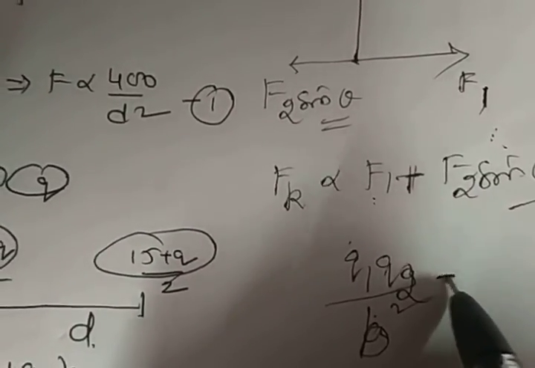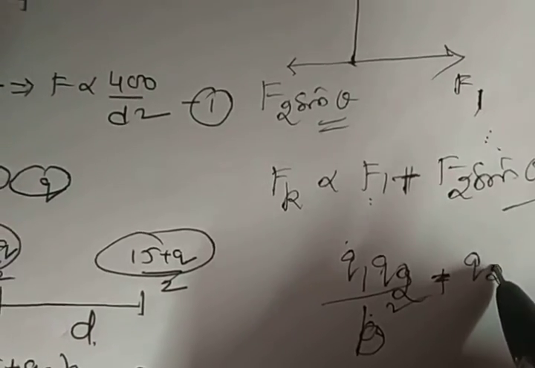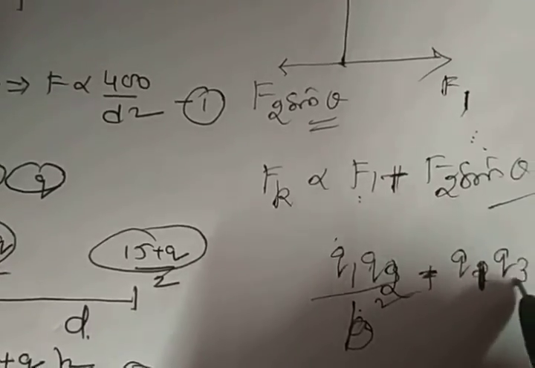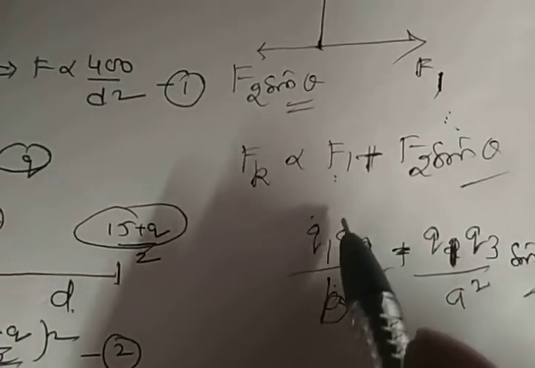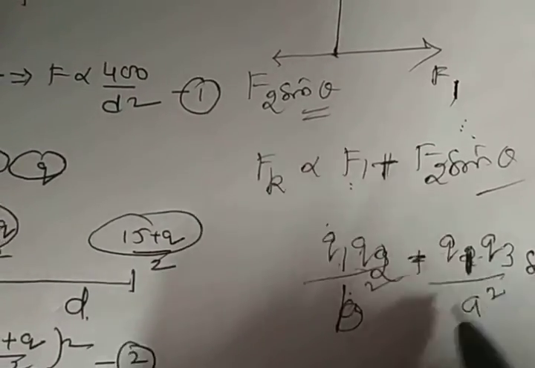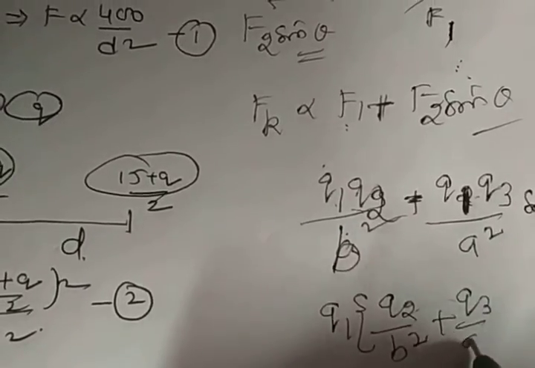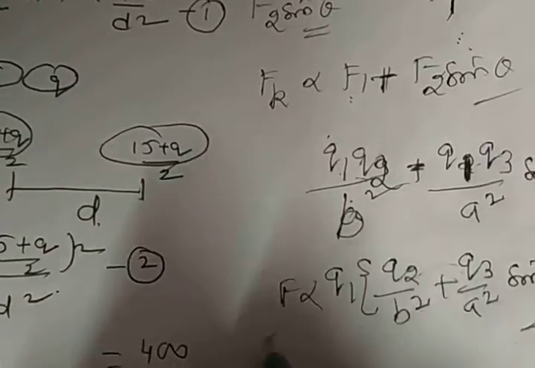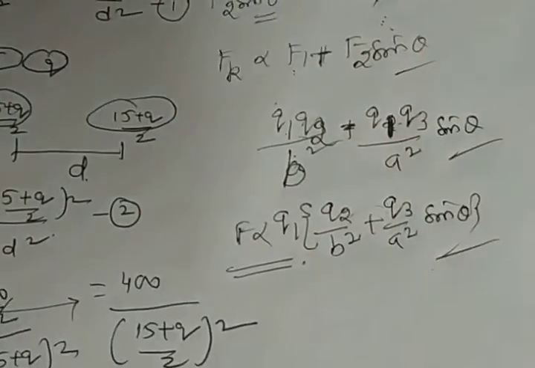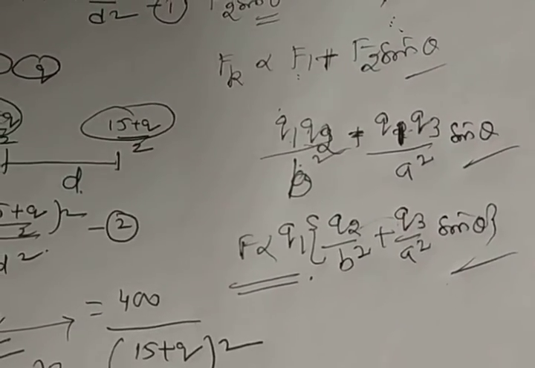Okay, next the force F2 is Q1 Q3 by a square sin theta. Now in these two, Q1 is common, then Q2 by b square plus Q3 by a square sin theta. This force is proportional. Okay, the force on minus Q1 is proportional to Q2 by b square plus Q3 by a square.